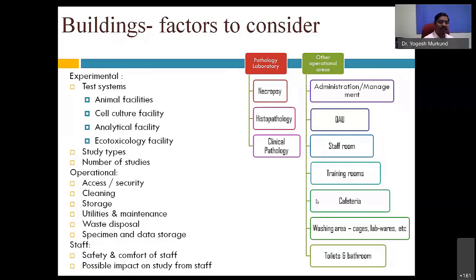Then about operational areas, you need to consider laboratory investigation. For example, a pathology laboratory. You will have to have a separate area for necropsy, separate areas for histopathology, clinical pathology, and all other steps. The most important thing when it comes to operational areas is to ensure that access to the building is extremely restricted. Security should be maintained. Then the facility must be provided for cleaning purposes. There should be adequate space for feed, bedding, and utilities, for example, cages and racks, isn't it?